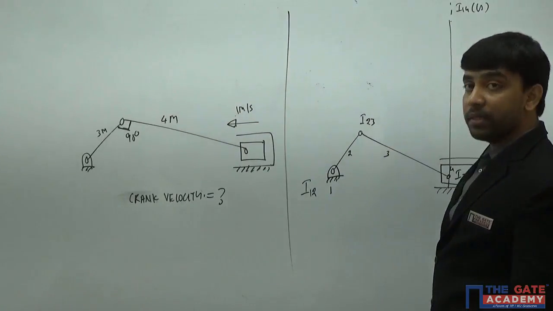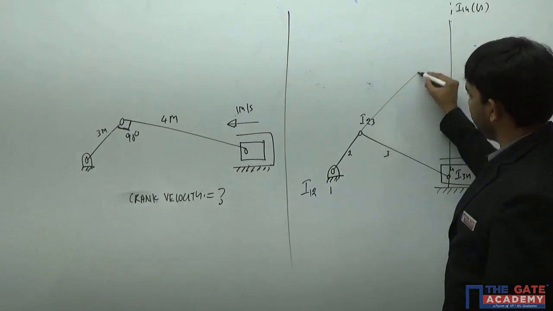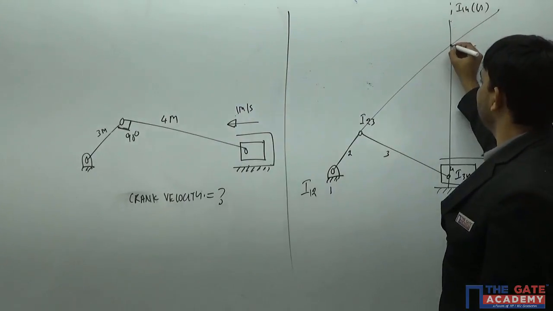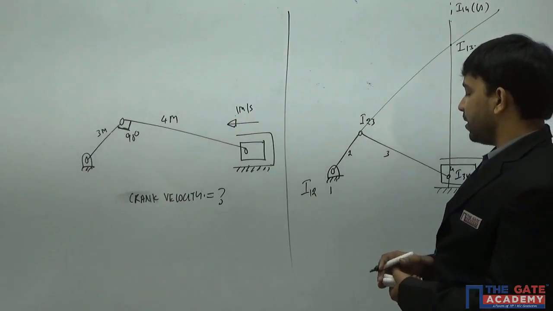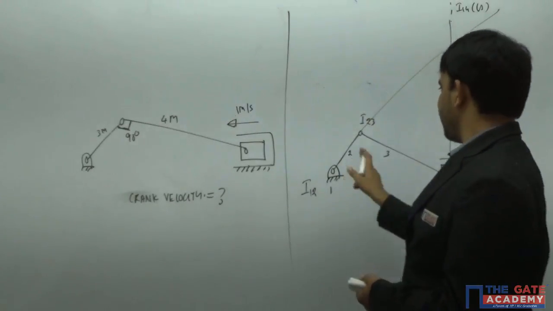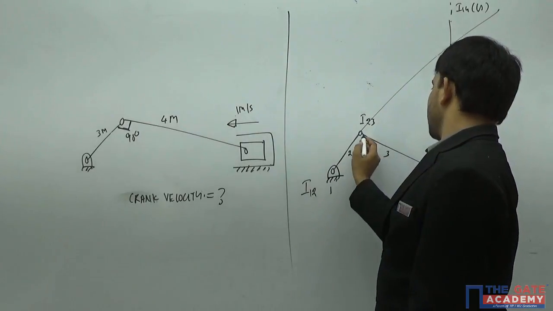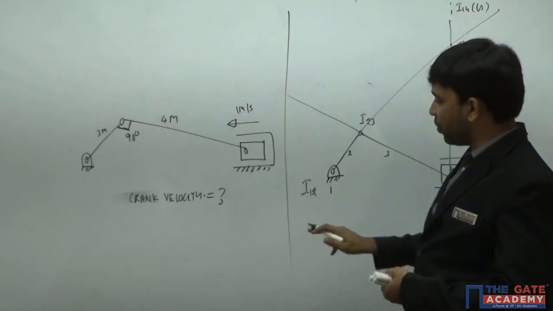To locate I13, draw a line passing through 1-2 and 2-3. Similarly, draw a line passing through 3-4 and 1-4. Wherever these two lines intersect gives you I13. Similarly, to locate I24, draw a line passing through 2-3 and 3-4, and draw another line passing through 1-2 and 1-4.